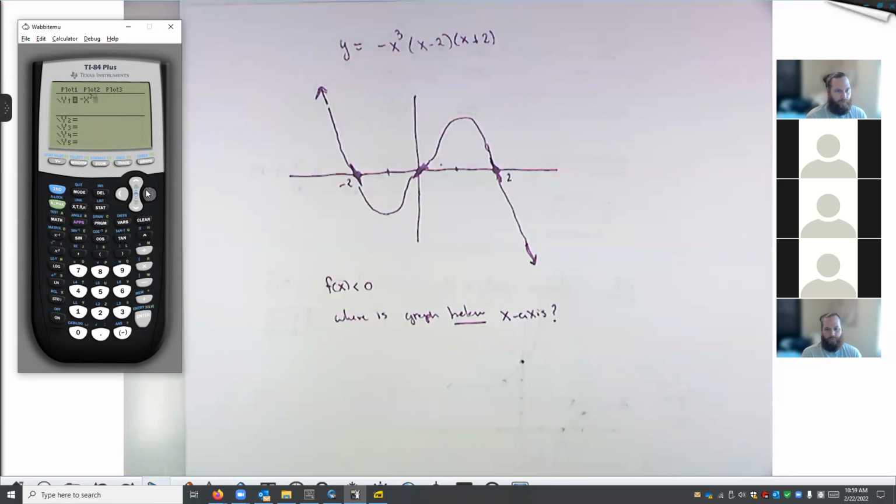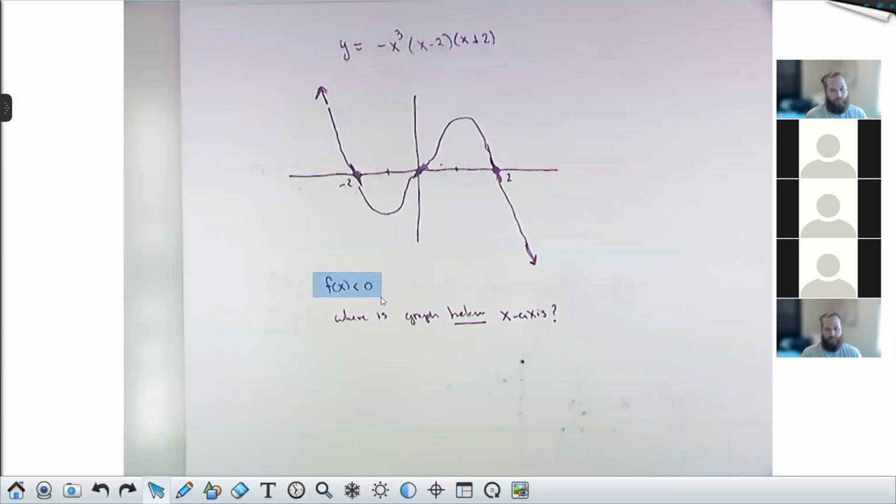So I could say this is -x³ times (x - 2) times (x + 2). Throw that into my calculator, and we see something looking about like this. We want to know where is f of x less than 0. That's the same as asking where is the graph below the x-axis. Well, that's true here. And it's also true everywhere over here. So this would be from -2 to 0 and from 2 to infinity.